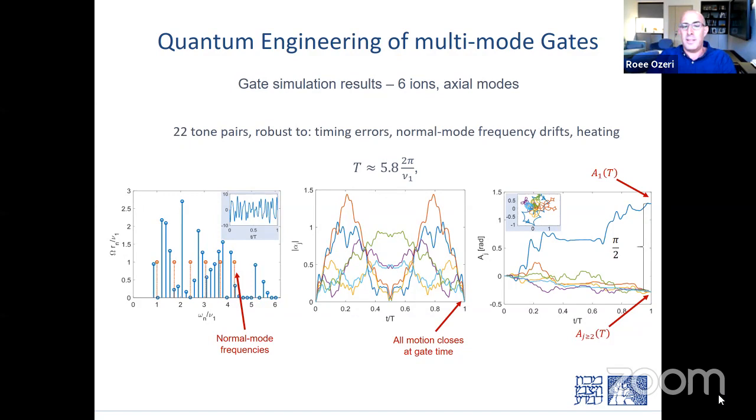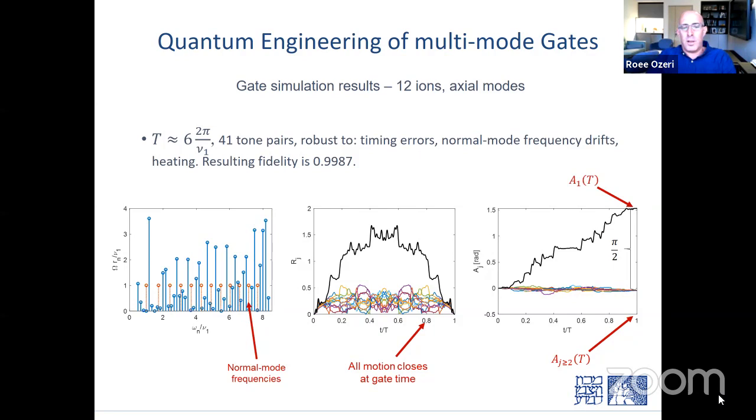We repeated this exercise for 12 ions. I'm not going to go through the details too carefully here. You need about 40 tones. We designed the gate such that it's robust to timing errors and to normal mode frequency drifts. So it's a pretty useful gate. Again, all the normal modes go back to zero at the end of the gate, and the geometric phase that I acquired is exactly what I needed it to be.